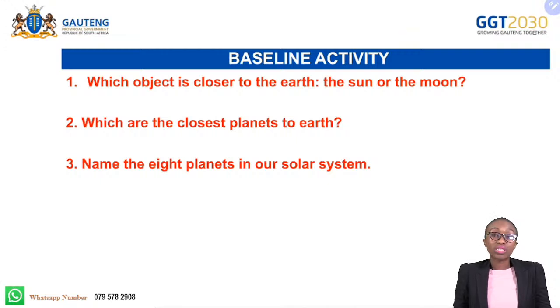Now let's move on to the baseline activity. I'm going to read out the questions and then give you time to answer them. Afterwards, we are going to do the solutions together. The first question reads, what object is closer to the Earth, the sun or the moon? Then which are the closest planets to Earth? And then name the 8 planets in our solar system.